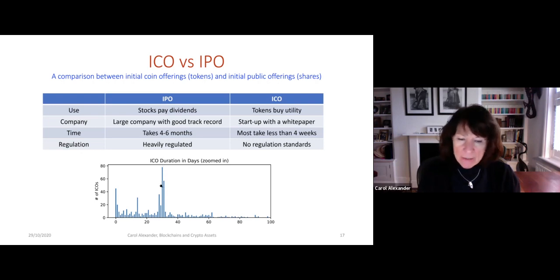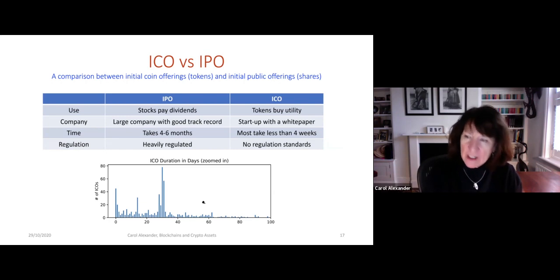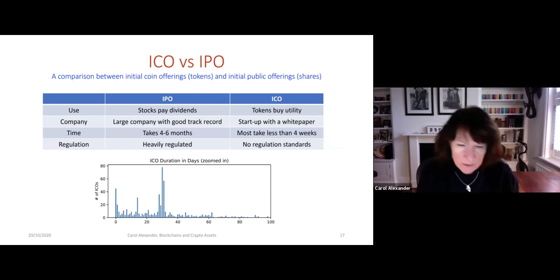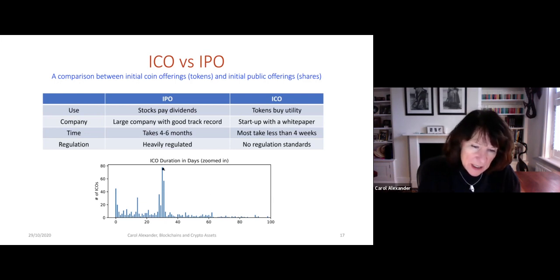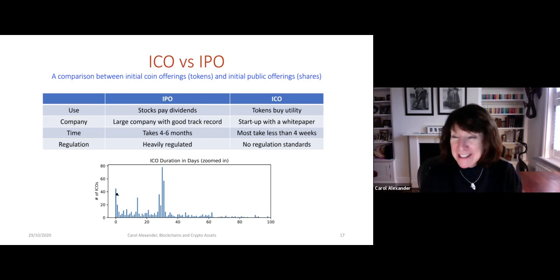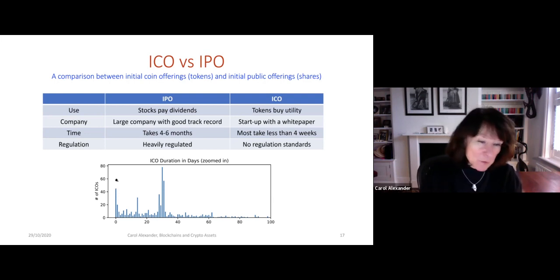When I was saying most of them last about a month, so the median, in his sample, he's got a special sample of successful ICOs that are still trading and all this sort of thing. A lot of them aren't successful, but the median is 30 days, as you can see here. Some of them last up to 100 days or so. Some of them are 0 days. They don't even go beyond the pre-ICO. 42 of those already, or more than 42.